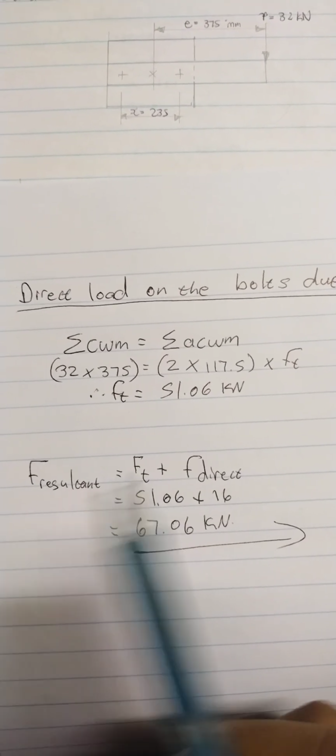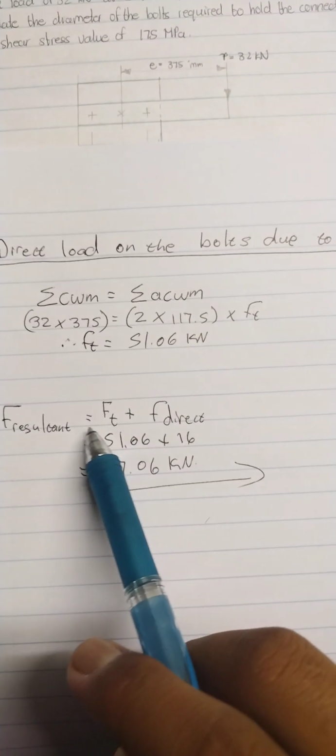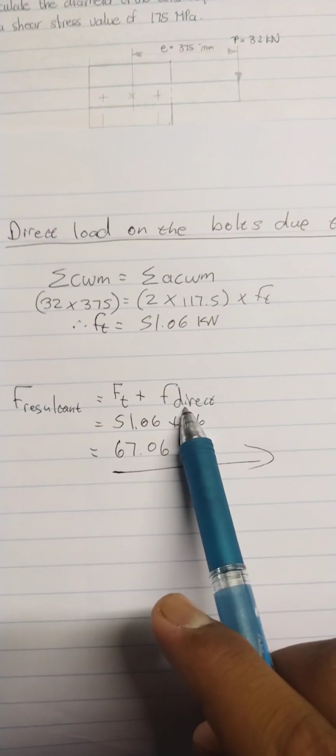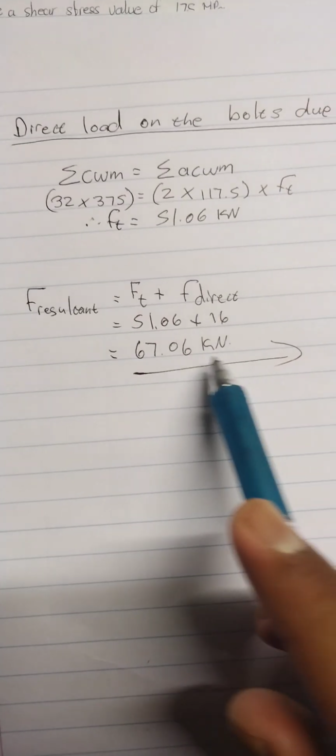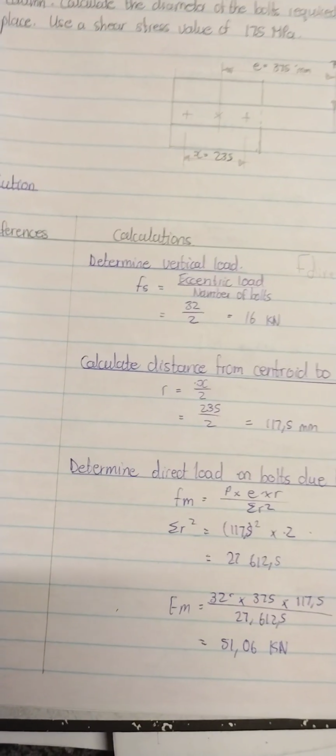And then our F resultant, which is our direct load in this case, is the ft here plus the F direct. And the F direct is here on top, 16 kilonewtons. We'll add that and get our direct load on the bolts due to the imposed load.